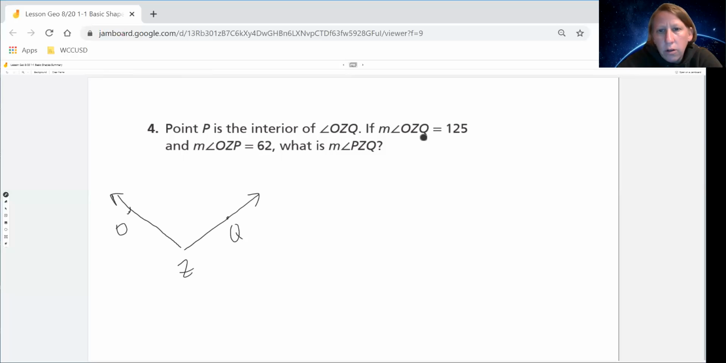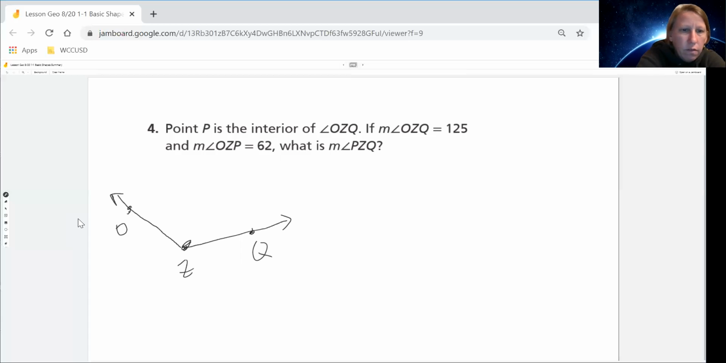And if the measure of angle OZQ is 125, oh my, this is not big enough. I'm going to erase that and make it fatter. I'm going to make it a bigger, wider angle so it matches my picture better. Okay, OZQ. That looks much more obtuse, much more like 125. If point P is somewhere in here, in the interior of angle OZQ, and the measure of angle OZQ is 125.